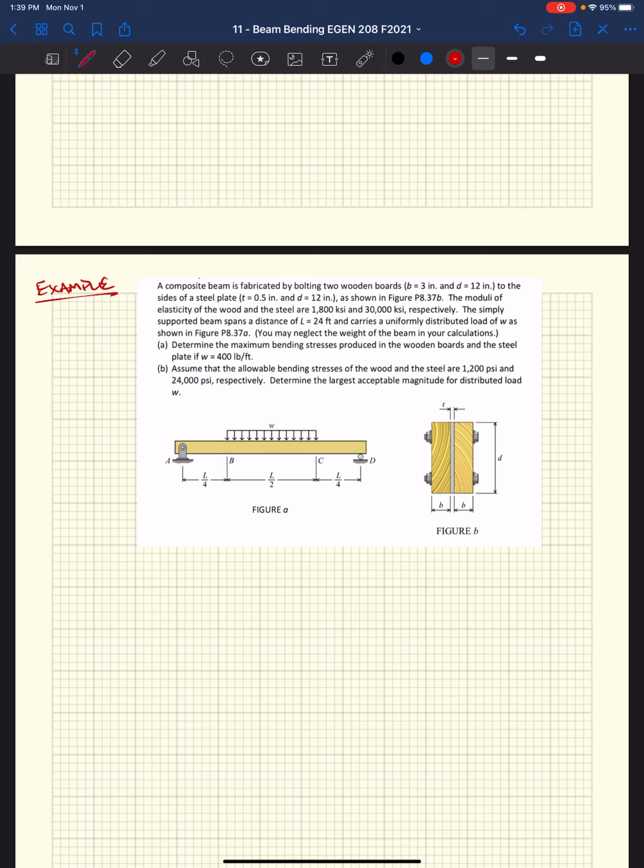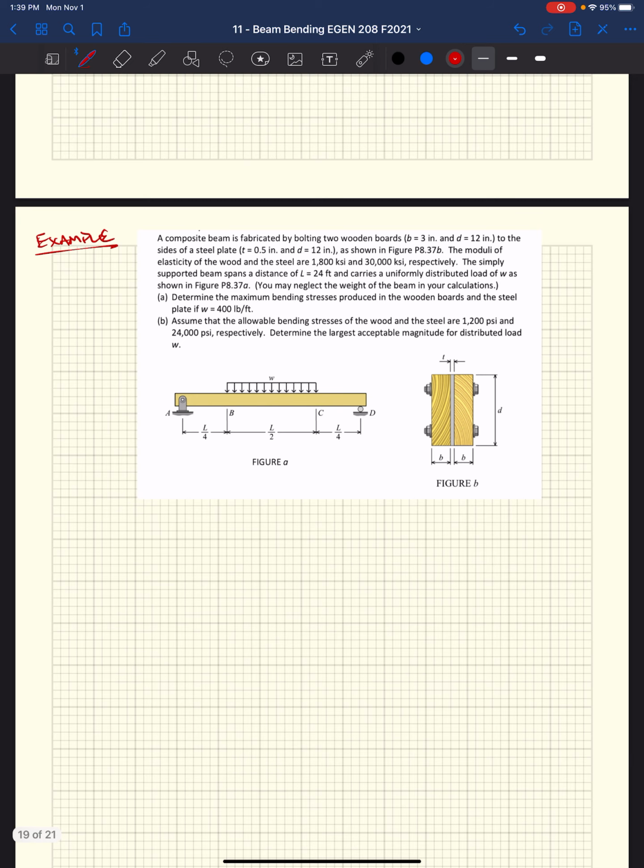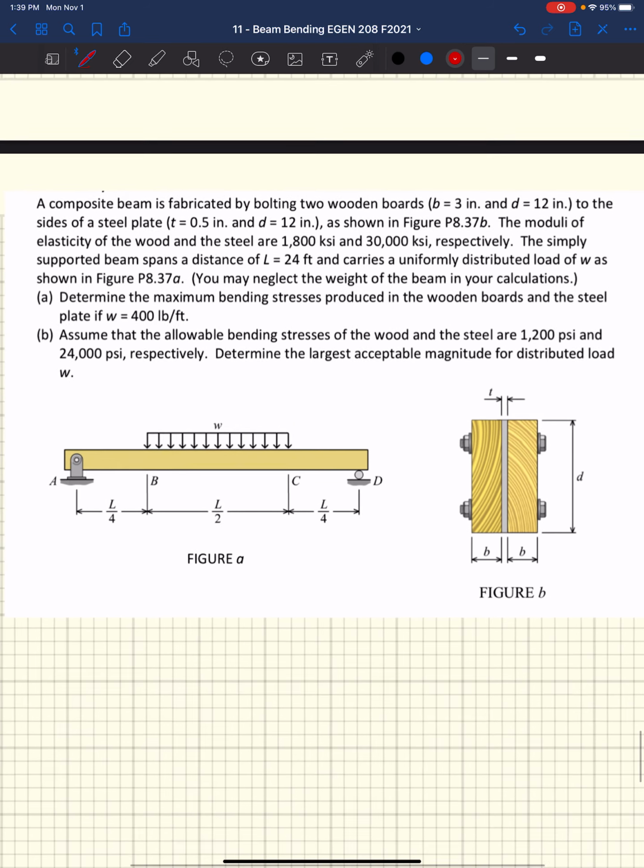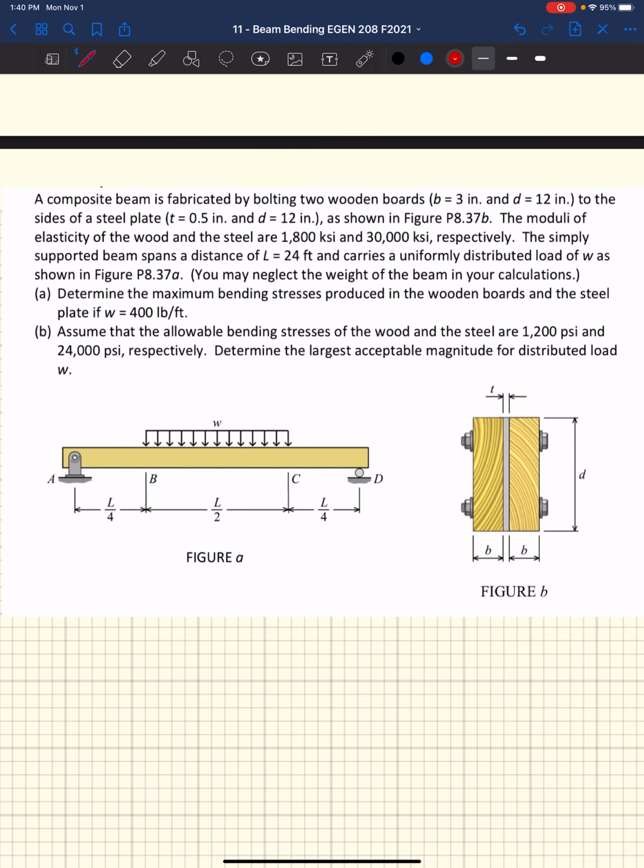Yes. Last example before we jump into shear stresses in bending. So in this case, again, we have a composite beam. We decided to bolt 2 wood planks on either side of a steel plate. They gave us some dimensions to all of these things.